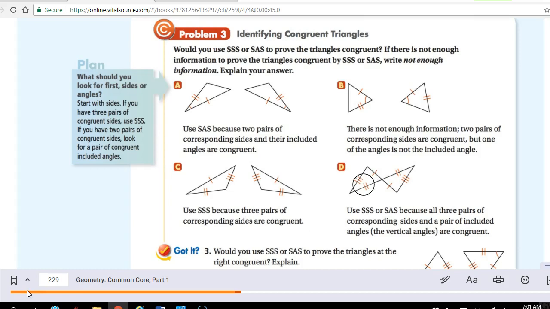I could use side, side, side because I have three sides of one matching three sides of the other. But I could also use side, angle, side because this right here, these are vertical angles. That means they're across the vertex from each other, and they're always congruent to each other. So if I put a mark right here, that is always congruent to that. Okay? And if that is true, then I could do side, angle, side, just like I could pick side, angle, side over here. I know that looks a little messy, but actually you could pick either one for this particular problem because either one of them would actually work.